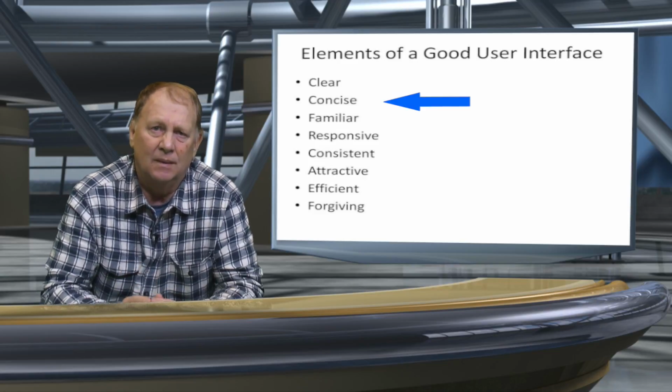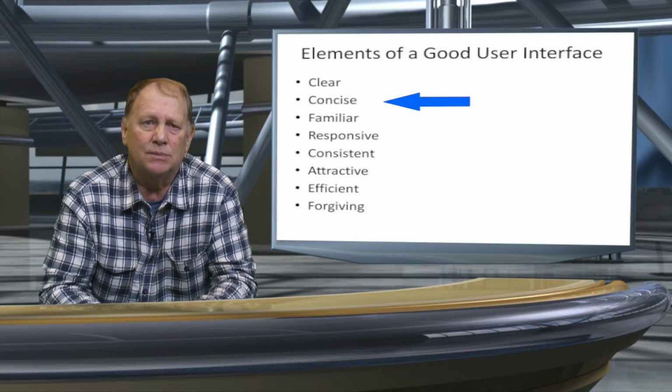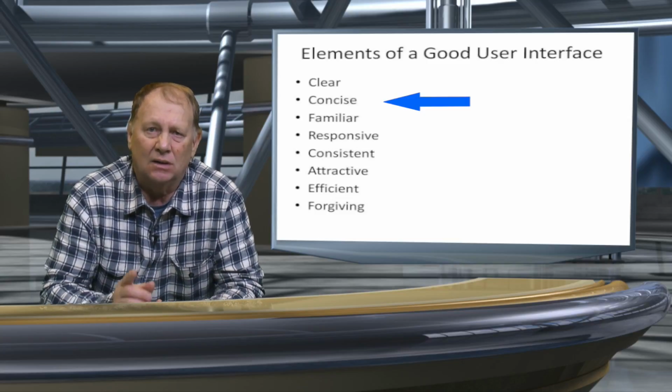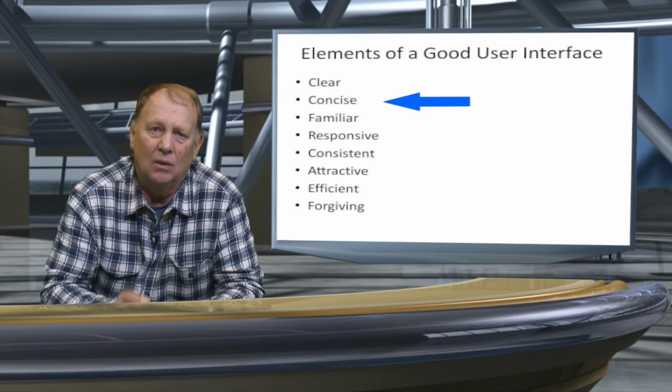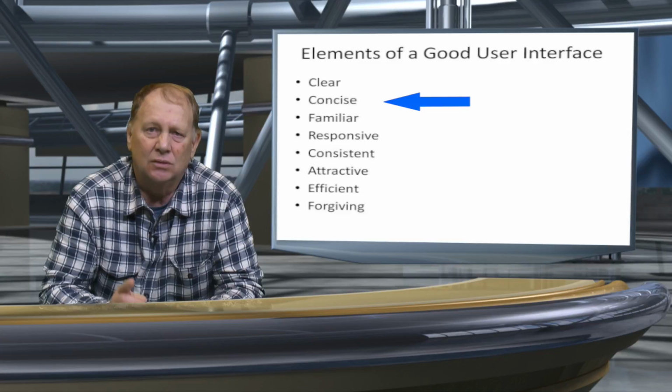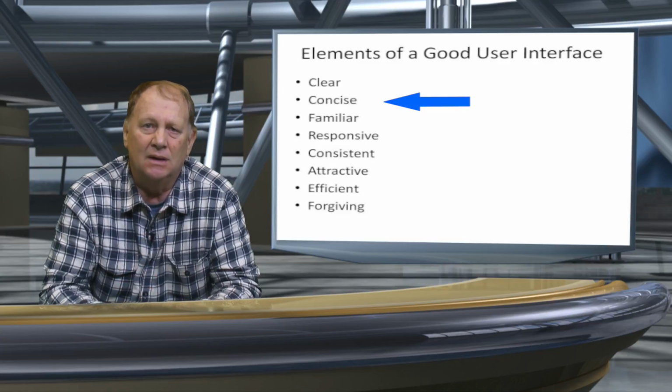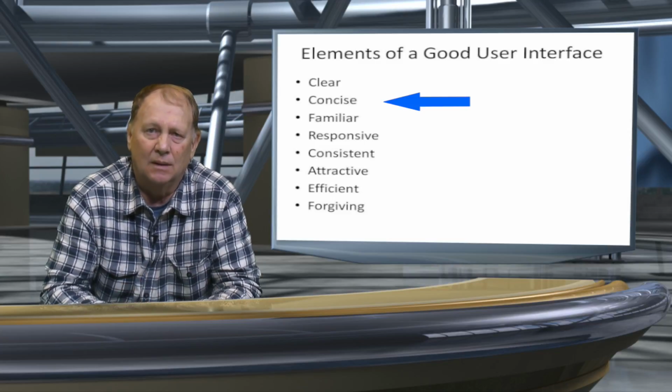Number two, a user interface must be concise. A clear interface is a goal, but developers sometimes attempt to clarify concepts with too many explanations. This requires too much reading for the user. If you can explain something in one sentence rather than two, do it. One word instead of two, do it. Concise means less is more.